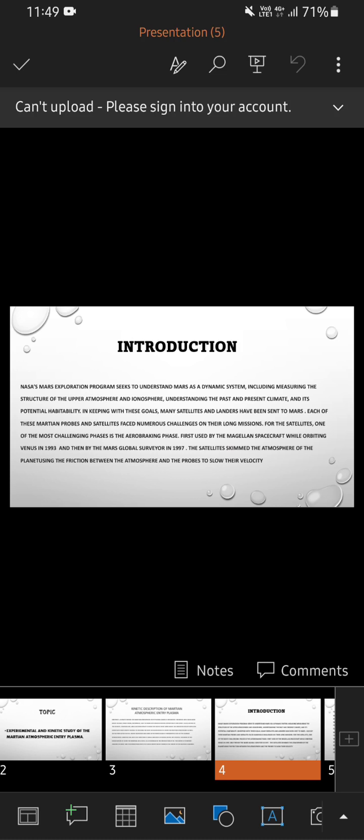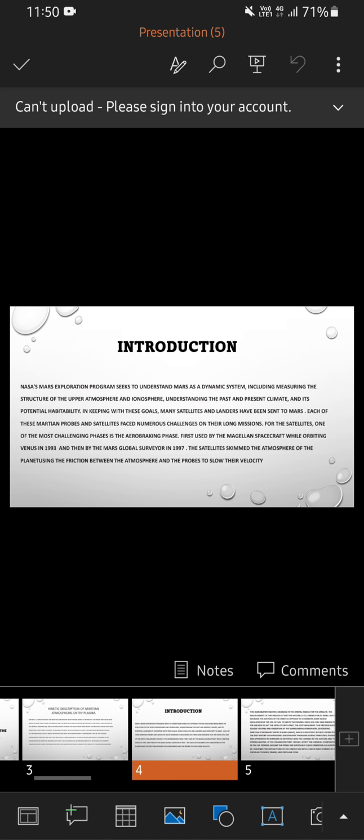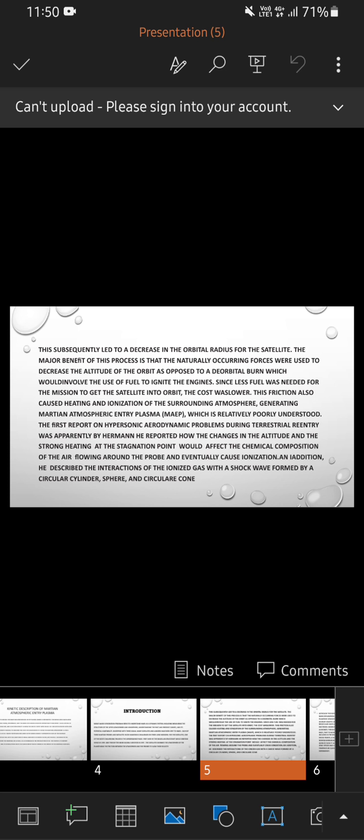For the satellites, perhaps one of the most challenging phases is the aerobraking phase, first used by the Magellan spacecraft while orbiting Venus in 1993 and then by the Mars Global Surveyor in 1997. The satellites skimmed the atmosphere of the planet, using the friction between the atmosphere and the probes to slow their velocity. This subsequently led to a decrease in the orbital radius for the satellite.